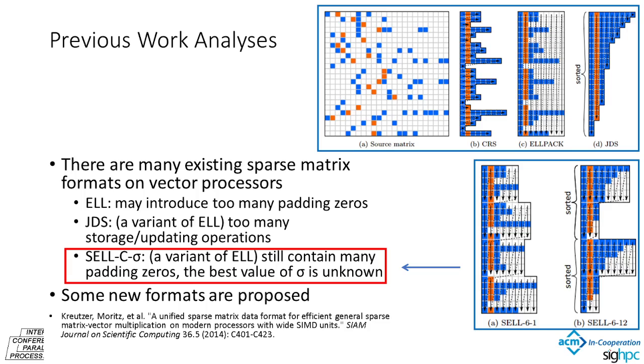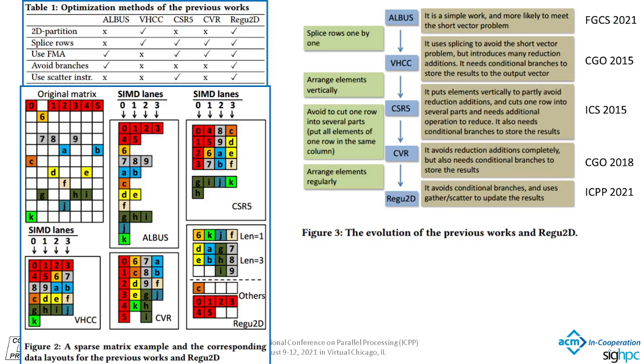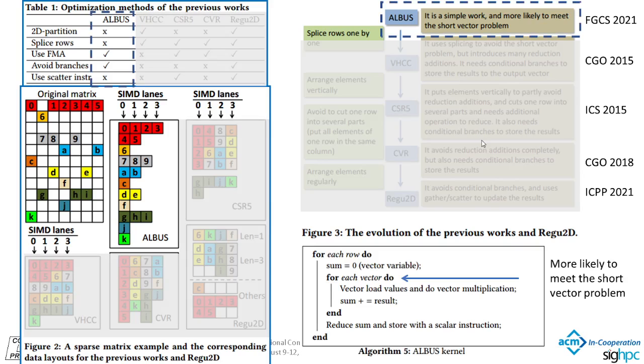There are many existing sparse matrix formats on vector processors. For example, SELL-C-sigma is a variant of ELL, and it aims to decrease the number of padding zeros, but still contains many of them. Besides, the best value of sigma is unknown. This slide shows other existing formats. Figure 2 shows a sparse matrix example and the corresponding data layouts for some formats. Table 1 shows the optimization method of these formats, and Figure 3 is the evolution of these formats.